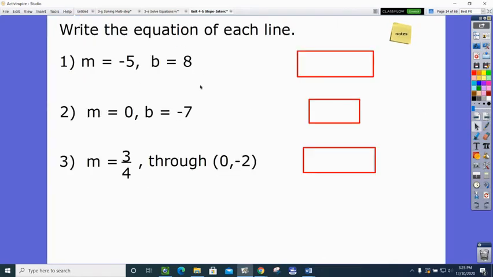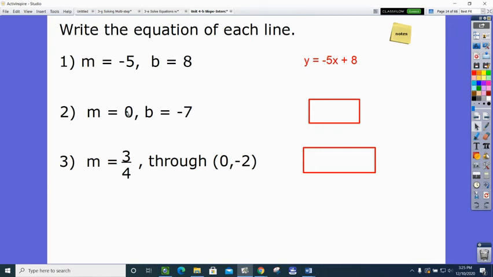So right here, I've got 3 sets of things going on, and what I'm asking you is to write the equation of each one. So start with number 1. So did you see I was given the slope and I was given the y-intercept? So y equals mx plus b. Try this one.